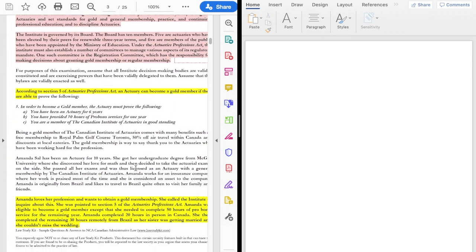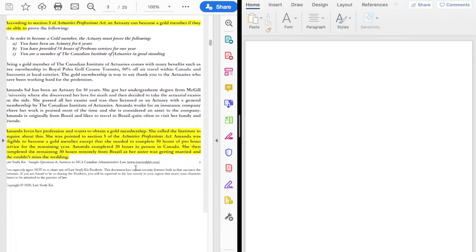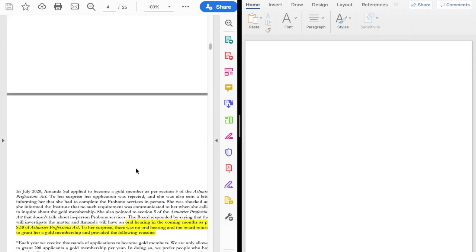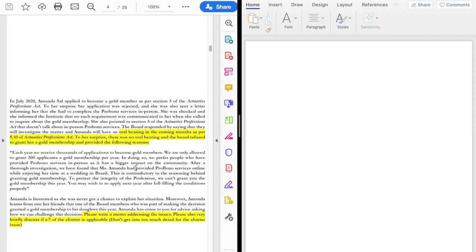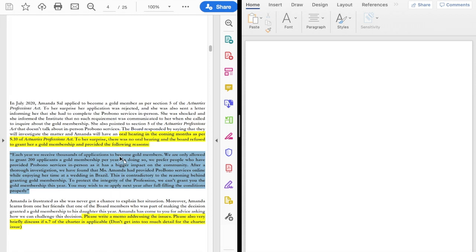Once you do that, you also want to highlight the decision made by whatever the body in question is. So over here, these are the reasons for the decision that is made, which is not in favor of Amanda. Again, just read the question before you hear what I'm saying.